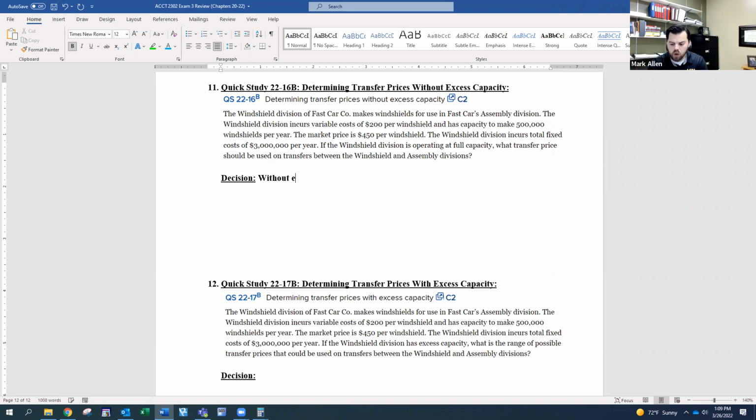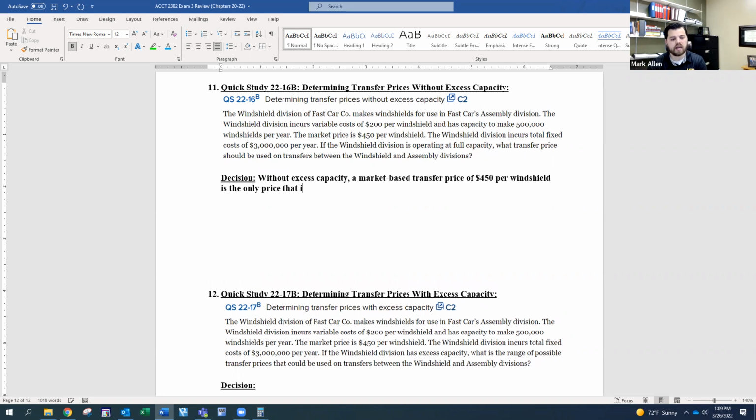So we say, without excess capacity, a market-based transfer price of $450 per windshield is the only price that is acceptable. The only price. Now, what's going to stop my windshield division from charging assembly $500? So you say, well, couldn't we charge them more than $450? Well, no, because what's my assembly manager doing? Well, they're going to look around and they're going to go, your windshield isn't any better than this other company's. And they're only charging $450. Why am I going to pay you $500? I'm not. I'm going to go buy it from them for $450. So that's how we land at this one individual price. From both sides, that's the only value that makes sense.